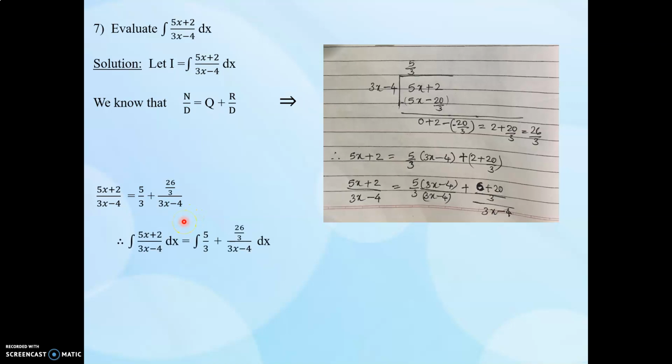Now integrating, the first term is constant, so 5 upon 3 x, plus 26 upon 3 is a constant, and this 1 upon 3x minus 4 is log format. So 26 upon 3 log mod 3x minus 4 upon coefficient is 3 plus c. That is 5 upon 3 x plus 26 upon 9 log mod 3x minus 4 plus c.